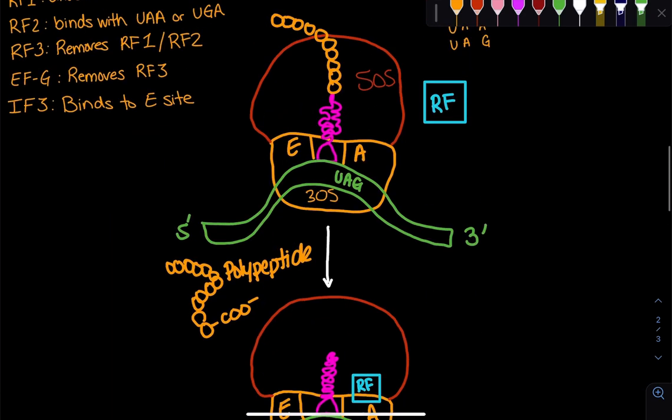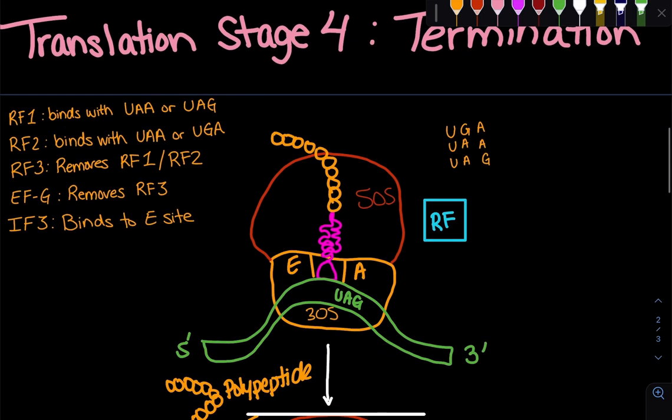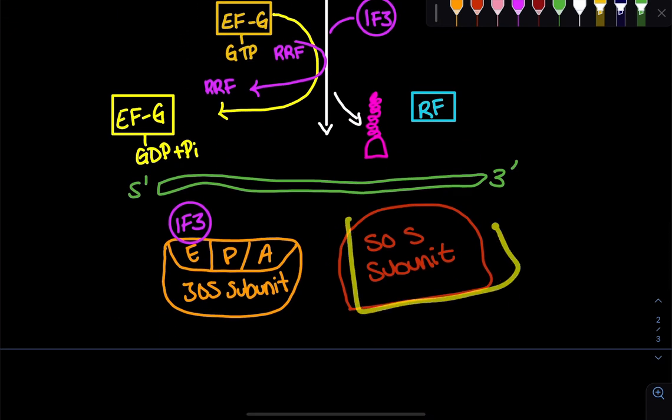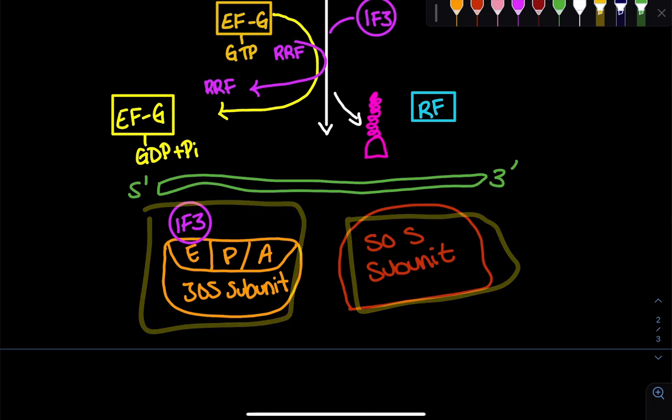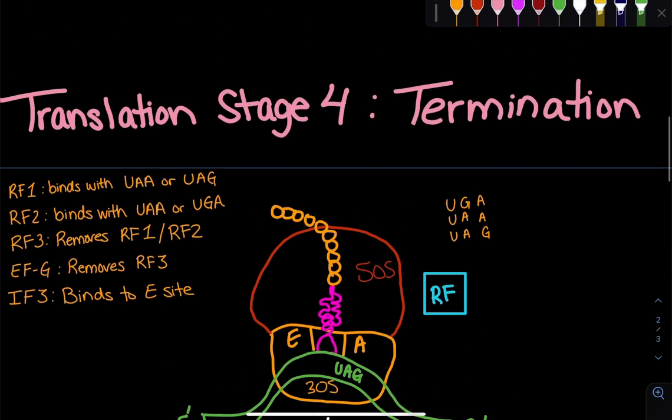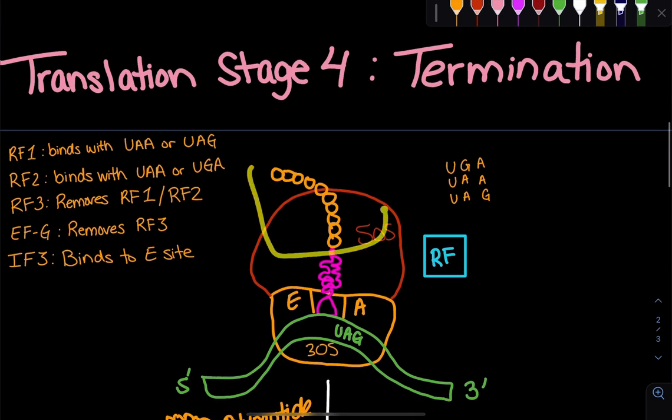So essentially, the termination step: RF1 or RF2 will bind. RF3 will remove RF1 and RF2. EF-G removes RF3. GTP is hydrolyzed. Everything is off of the ribosome. Then IF3 comes and binds to prevent that binding with the 50S subunit. So we're ready to go for another round of synthesizing that peptide. So overall, termination utilizes one GTP equivalent to cleave that peptide off.